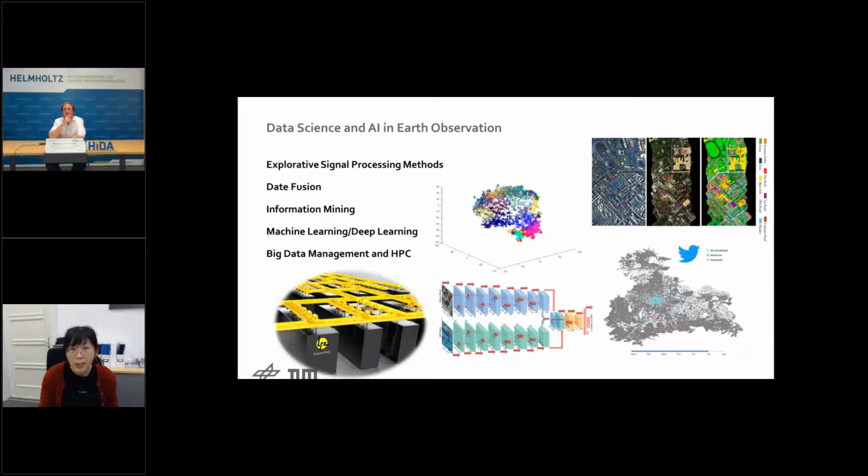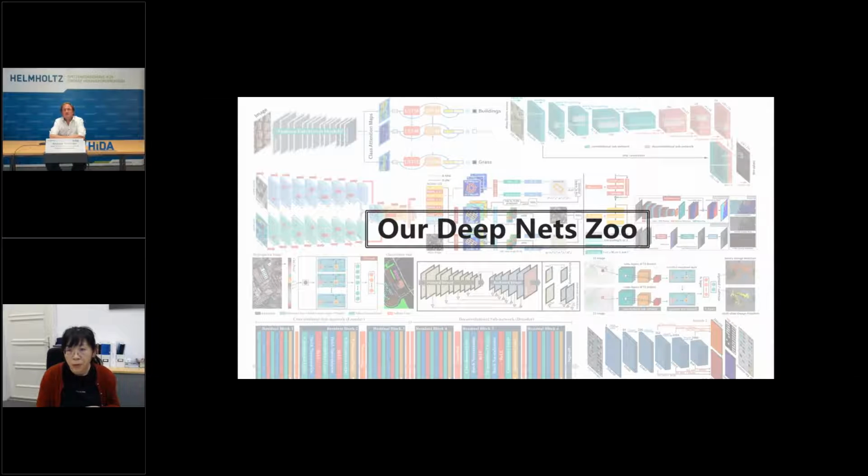Last but not least, we also need to be able to master big data management and high-performance computing. So, for example, for machine learning and deep learning, we have developed a lot of tailored deep neural networks for Earth observation problems. This is what we call our deep net zoo.